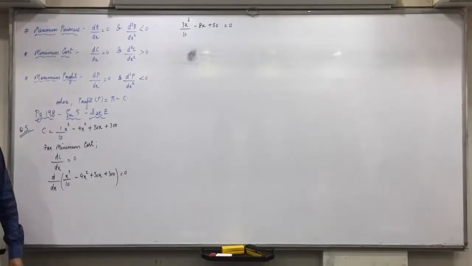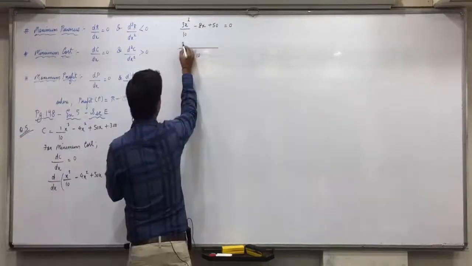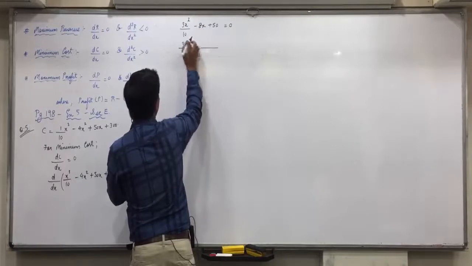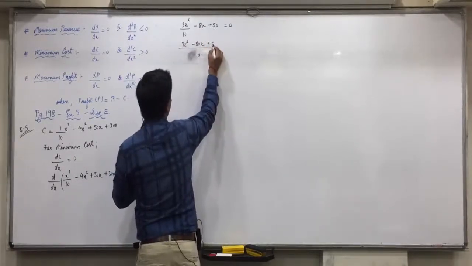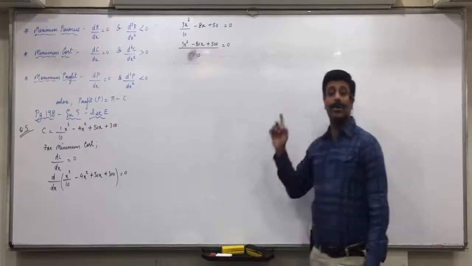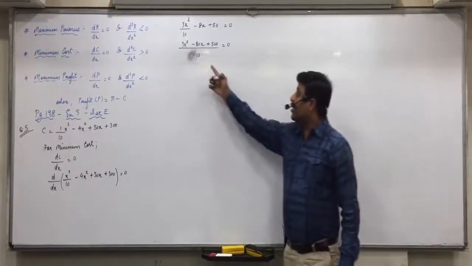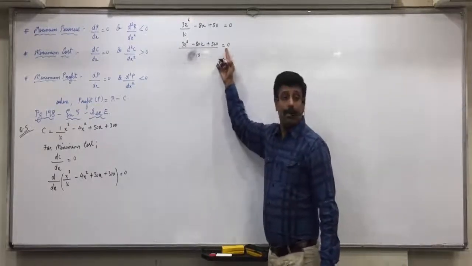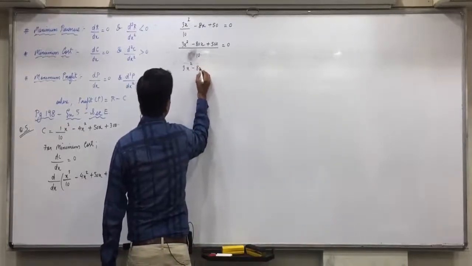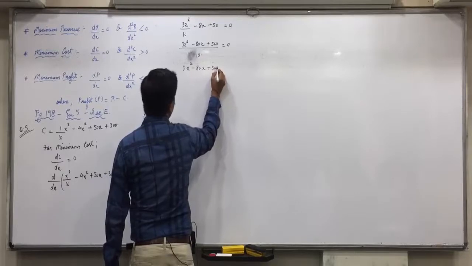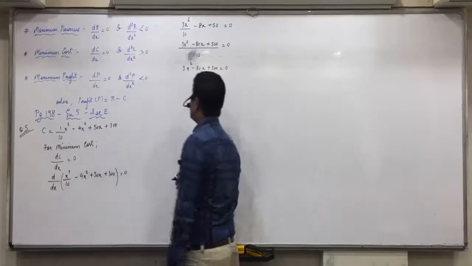Raise your hand. Now LCM is 10. So 3x square, 8 into 10, 80x, 50 into 10, 500. Any confusion in this? Notice 10 into 0, 0. So 3x square minus 80x plus 500 equals 0.